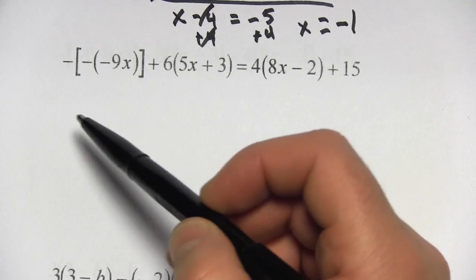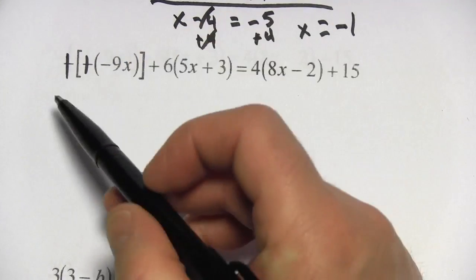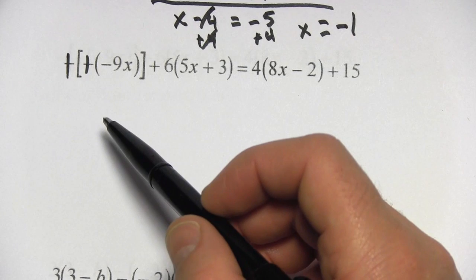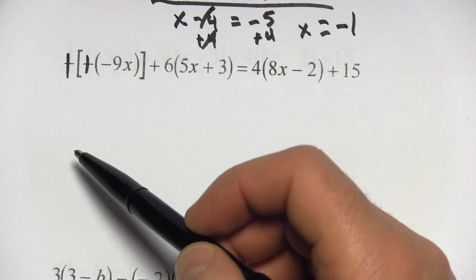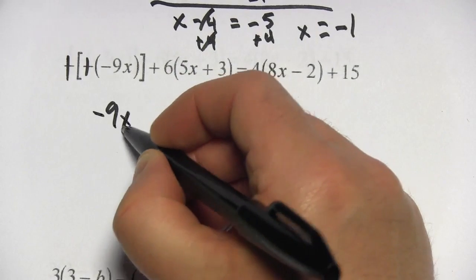We've got a -9x. Every two negative signs, when you have them stacked up in a row like this, just separated by parentheses, you can turn to a positive, and that leaves just a -9x.